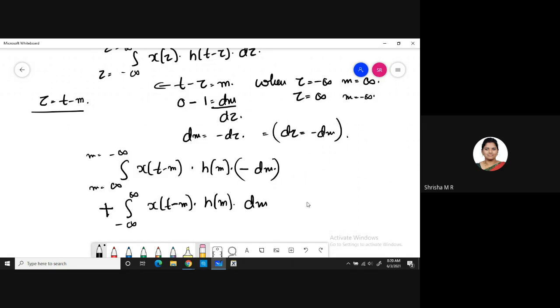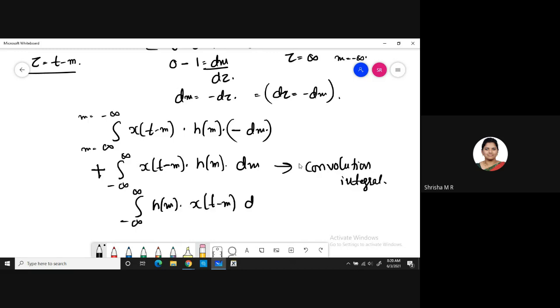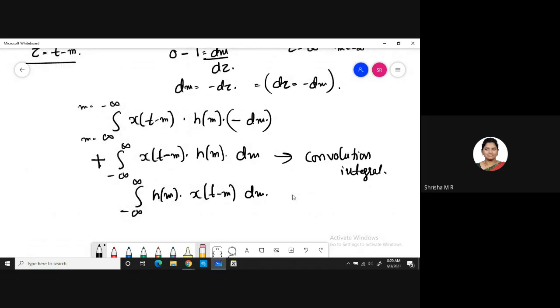So what is this equation? This equation represents the convolution integral, right? So I can write integral from minus infinity to infinity h of m into x of t minus m dm. The integration limits are on m, and you have h of m into x of t minus m. So I can write this as y of t, which is equal to h of t convolved with x of t. Got it, everyone?